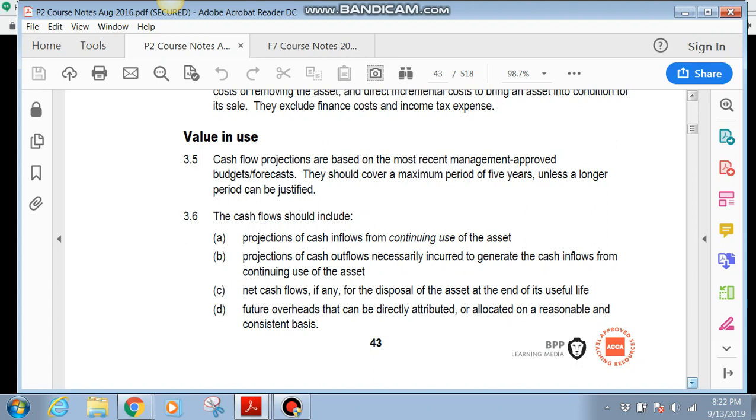It should also include net cash flows, if any, for the disposal of the asset at the end of its useful life. If this asset is going to be sold at the end of its useful life, those cash flows, disposal proceeds, should also be included.